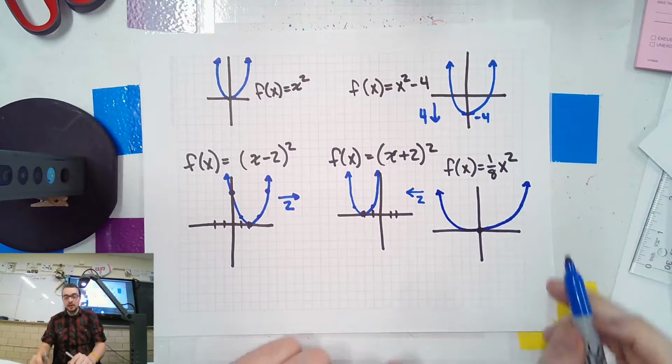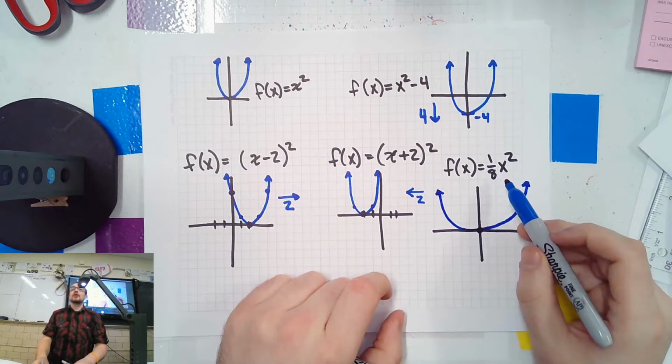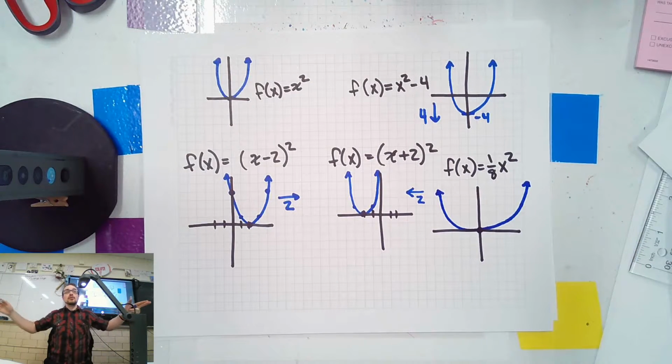So again, the way I want you to think is using a fraction slows our growth. So it's going to grow slowly, so it's going to be wider.